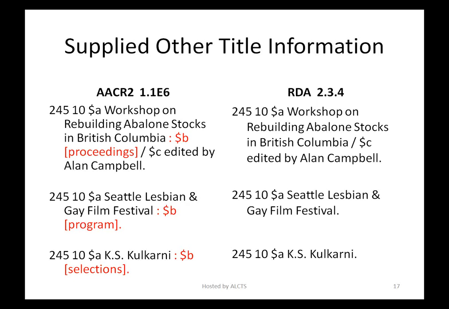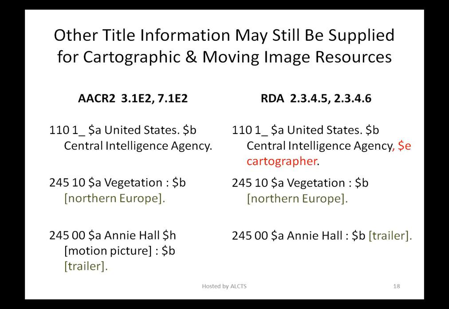There are a few cases that have been carried over from AACR2, however, where we still can supply other title information, and these are for cartographic and moving image resources. So for a cartographic resource, if the title of the resource doesn't really convey the geographic area covered by that map, then we can supply, just as we do in AACR2, a bracketed explanation.